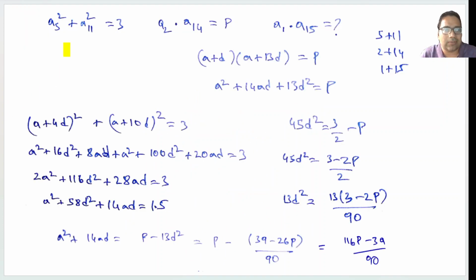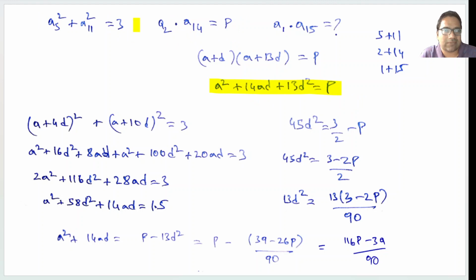So we have A5 square plus A11 square, and A2 and A14. What is A2? A1 plus D, that is A plus D if you assume A as the first term. A14 is A plus 13D. This product is equal to P. If you do this multiplication, A square plus AD plus 13AD, which is 14AD, plus 13D square equals P. Let's keep it like this. This is what we are getting from this one.